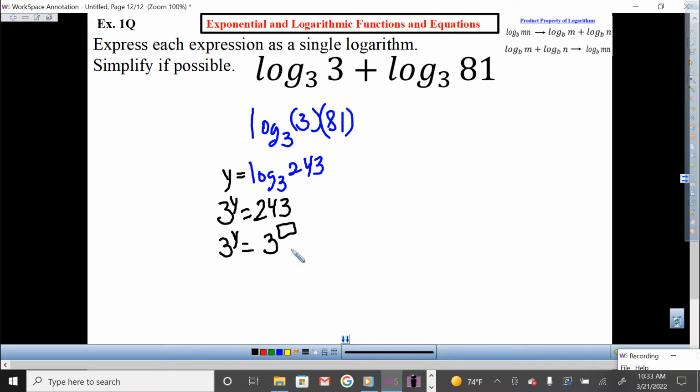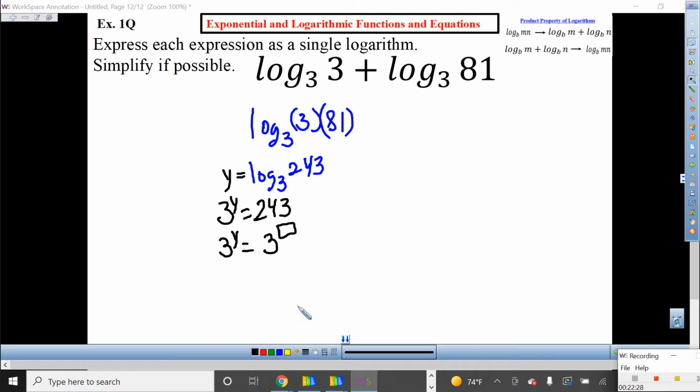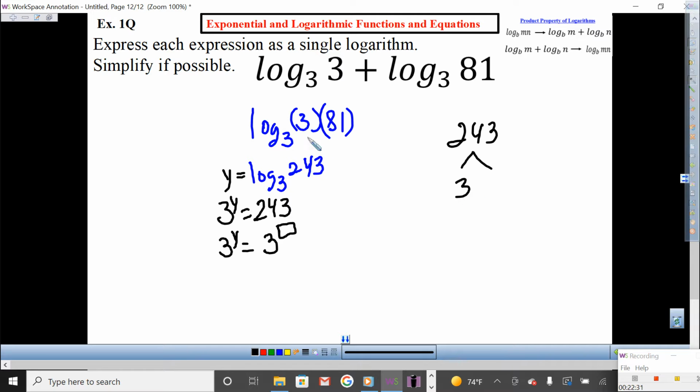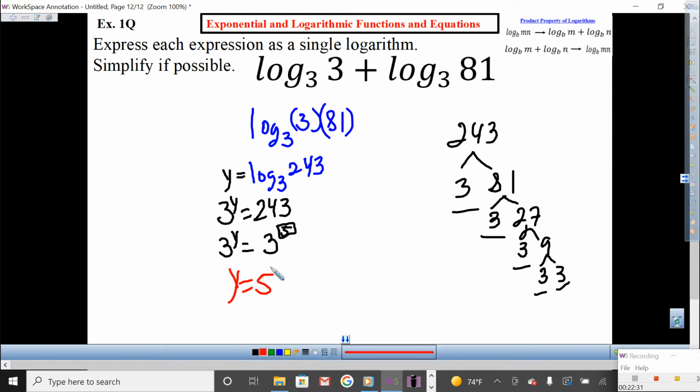You're working on that? Okay, we'll wait. Here we go. For those of you that got stuck, once again, 243 divided by 3. Didn't we multiply 3 times 81 to get 243? So it would be 81. And 81 divided by 3 is 27. 27 divided by 3 is 9. 9 divided by 3 is 3. So that's 1, 2, 3, 4, 5. Do you get that? Yeah? All right. So y equals 5.